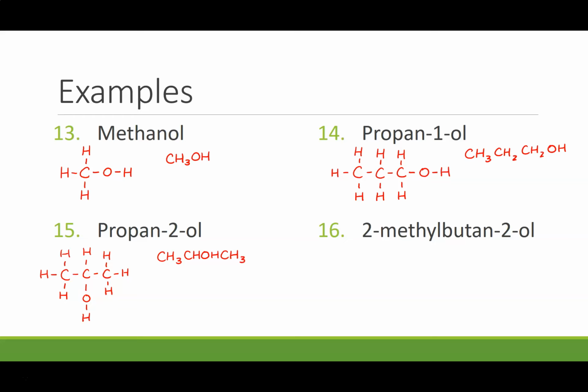Number 16, 2-methyl-butan-2-ol. The prefix but tells us that there are 4 carbons. Again, they're all bonded by single bonds. On carbon 2, there is a methyl group. Now I'm just going to draw this as a CH3. And also on carbon 2 is where the hydroxyl group is. And then we just need to fill in all of the hydrogens for the carbons to complete this structure.